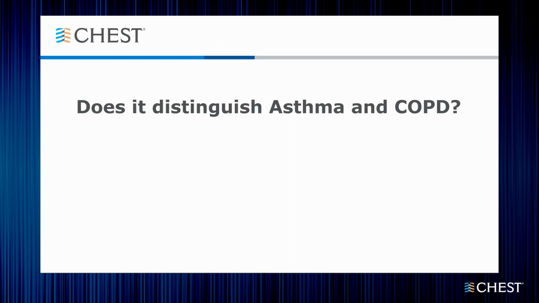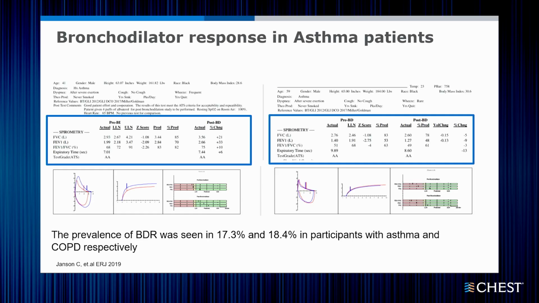So does bronchodilator response distinguish asthma and COPD? The answer is no. There was a study done in 2019 that showed the prevalence of bronchodilator response is 17% and 18% in asthma and COPD patients respectively. So that's why it's not unique just for asthma patients.